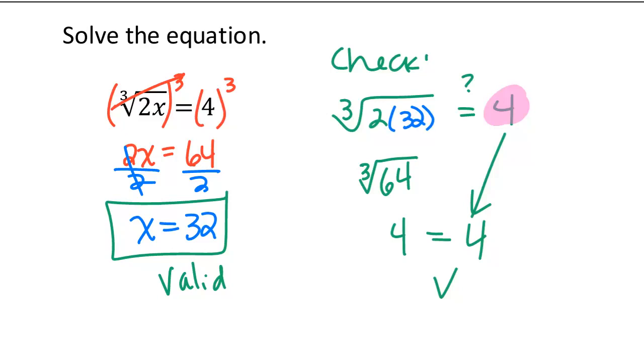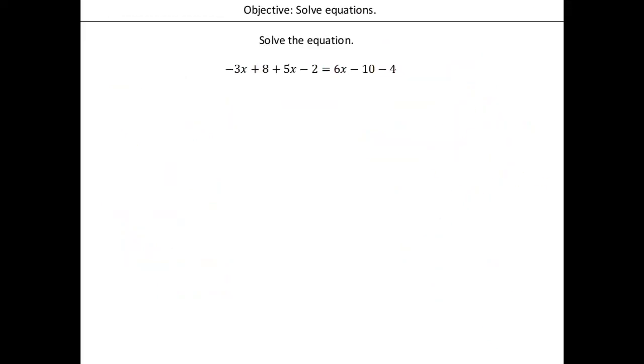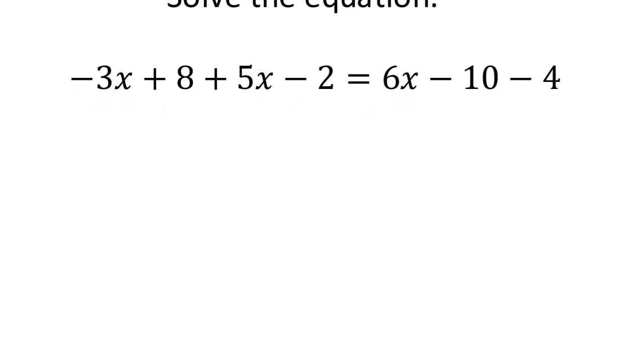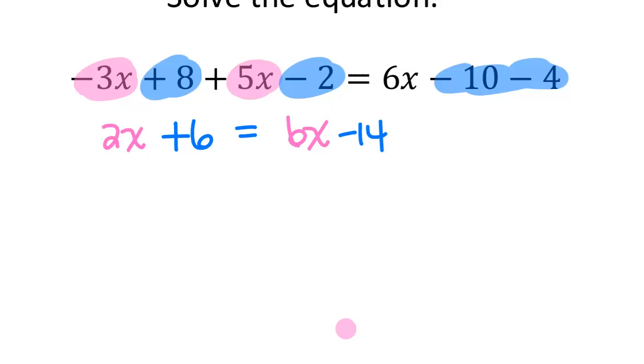So I'm going to have you guys go ahead and try this next one. This one, pretty straightforward. Just combine the like terms and then get the x's on one side, get the numbers on the other. After you combine the like terms, then you move the x's on one side, the numbers on the other. So what did you guys move over? Add 14 on each side to 6, yeah. Oops, I put 4, but 14.